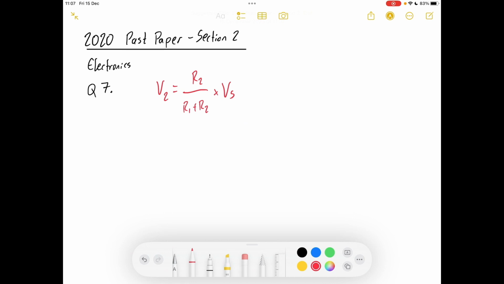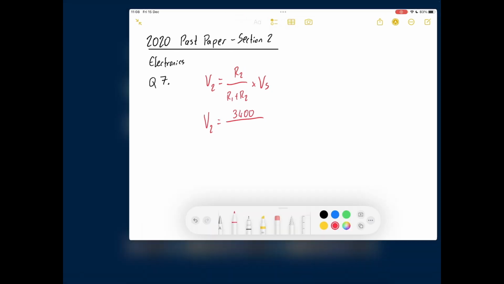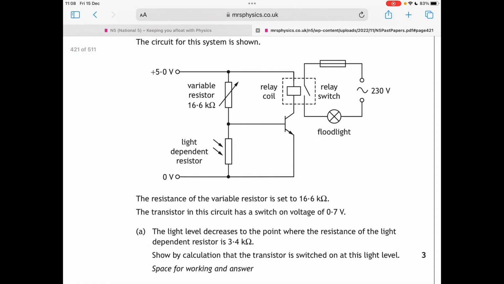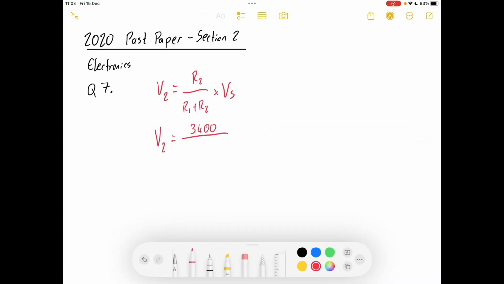We then need to know, right, what is the resistance of the LDR? And that's going to be our R2. So my R2 up the top is 3400, because we know the resistance of the light-dependent resistor, as it says in question A, is 3.4 kilo ohms. 3.4 kilo ohms is just 3,400 ohms. Then that means R1 will be the other one, which is 1660. And R2, we already talked about that.